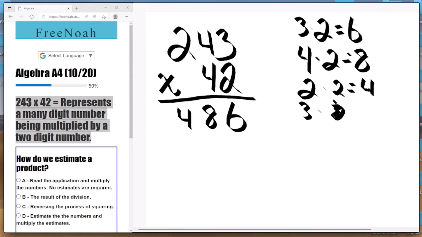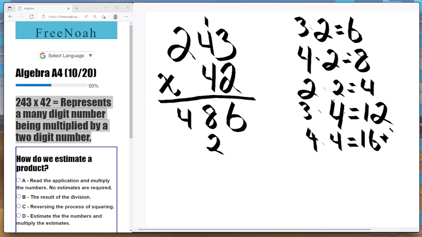3 times 4. Now remember that imaginary zero that I mentioned earlier. Well, it's going to go right under the 6. So for the next set of calculations, we're going to place 3 times 4, which equals 12. We're going to place the 2 right underneath the 8, and we're going to carry over the 1. 4 times 4 equals 16, but we're going to add 1, and that'll be 17. We're going to place the 7 right here and carry over the 1.